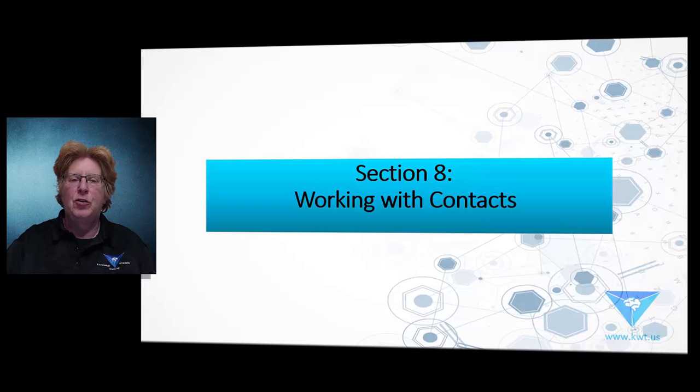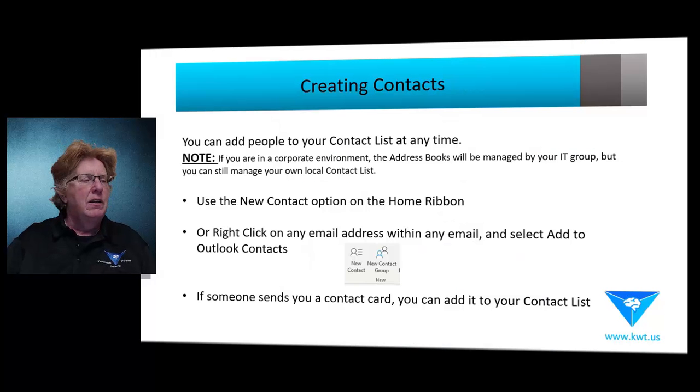Today we're going to take a look at contacts within Outlook. So if you are in a corporate Exchange environment, the address books are managed by your IT group, but you can still manage your own contact list on top of that. You can right-click on an email address anywhere in an email and have it added to your contact list. Or you can go directly from the home ribbon and create a new contact in your contact list.